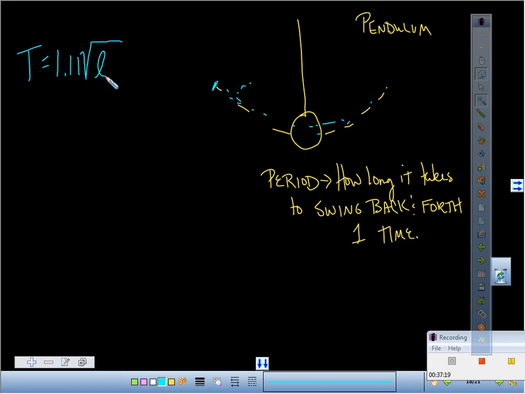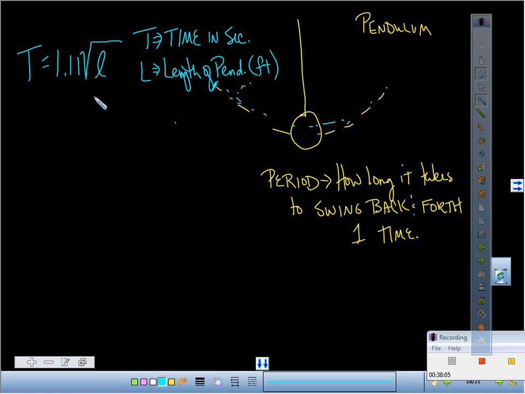Yes, it's 1.11. Is that an L? It is an L. Okay, so T is the time it takes to complete one period in seconds. L, what's going to change that time? The length of the pendulum. Yeah, the length of the pendulum, and it's in feet.